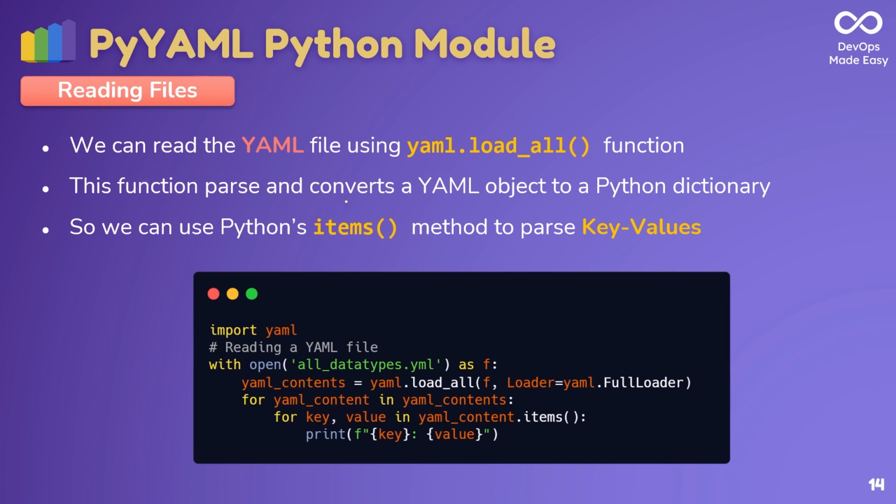This load_all function will parse and convert a YAML object into a Python dictionary. This is again an important thing to remember. Since after reading this YAML object we get a Python dictionary, we can use the items function call to separate the key values in your YAML file, because the items function can be called on a Python dictionary. So once we have a YAML object read as a Python dictionary, we can simply use the items function call to pass the key value pairs.